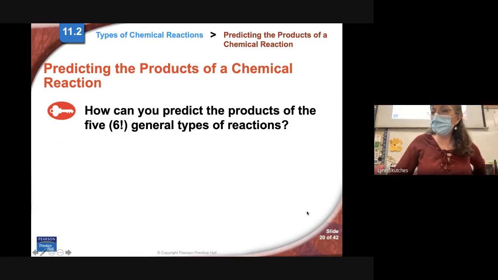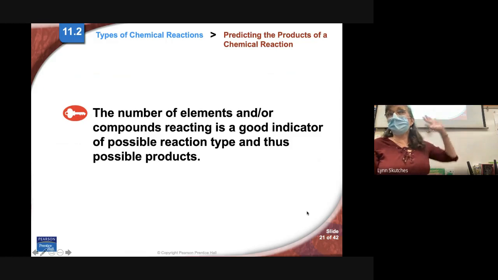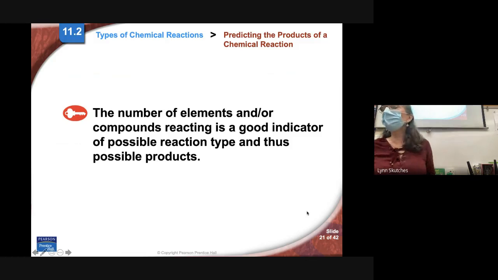All right, so predicting products. One of the things that we would like to be able to do is look at our ingredients, our reactants, and think about what should happen in the reaction. Turns out, if you look at the reactant side or the product side, there are often some really big clues that can tell you what kind of reaction is going to be taking place.